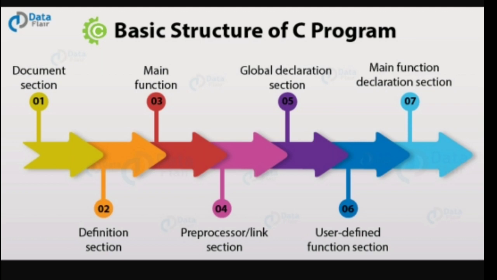Then the global declaration. The global section contains function declarations. For example, float area(float r). We have declared an area function which takes a floating point number, that is a number with a decimal part, as an argument and returns a floating point number.